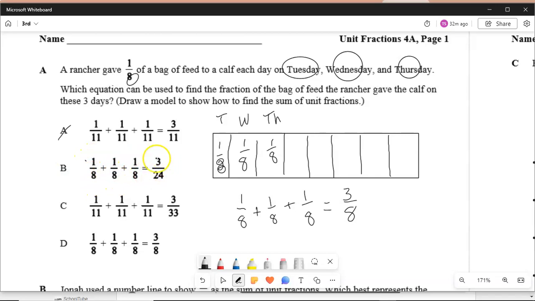Right here it has 1/8 plus 1/8 plus 1/8, but they're saying that's 3/24ths. It should be 3/8, so this part, my sum, is not correct. So that one's not right. Then I have 1/11 plus 1/11 plus 1/11 equals 3/33, which, you know, nothing about that is right. He didn't give 1/11 a bag of food, he gave 1/8 a bag of food, and that wouldn't be the sum of 1/11 plus 1/11 plus 1/11. But the last one, 1/8 plus 1/8 plus 1/8 equals 3/8. That appears to be correct.